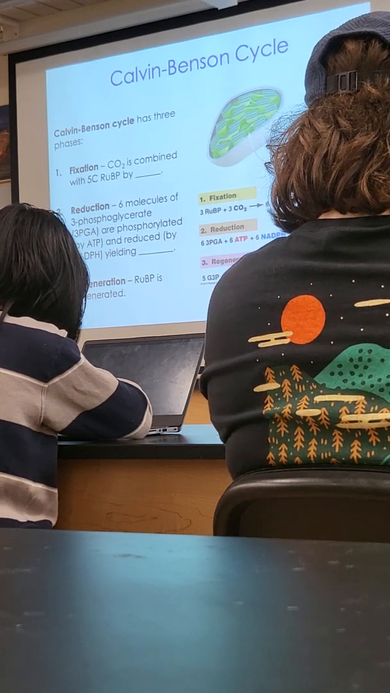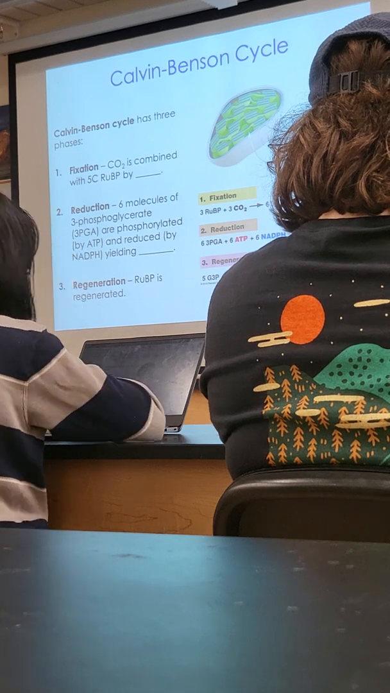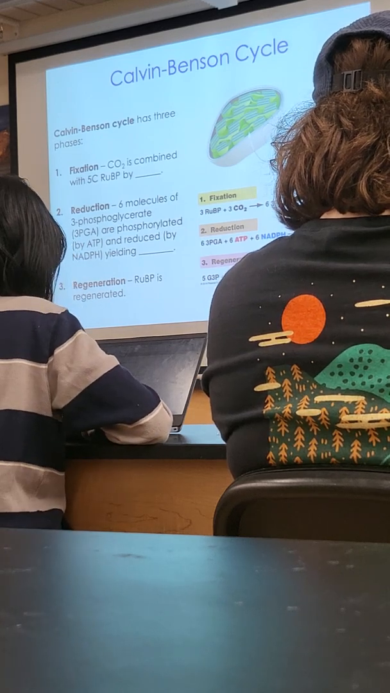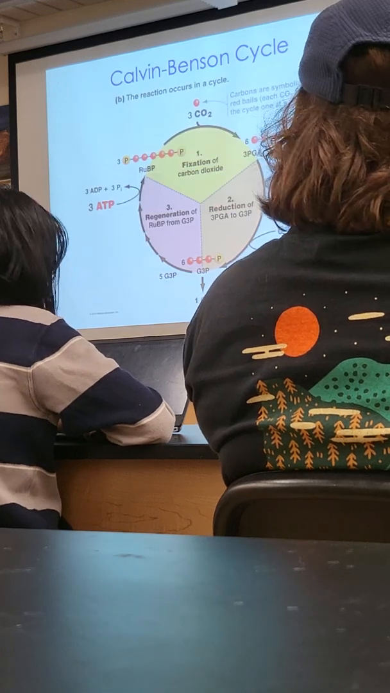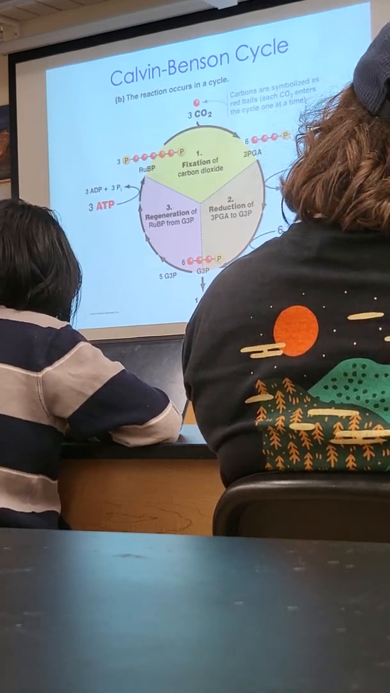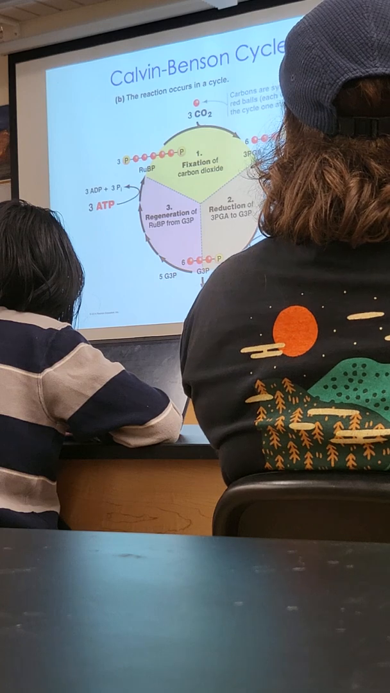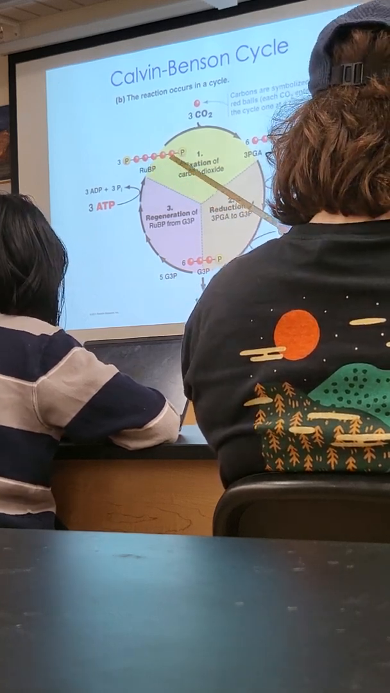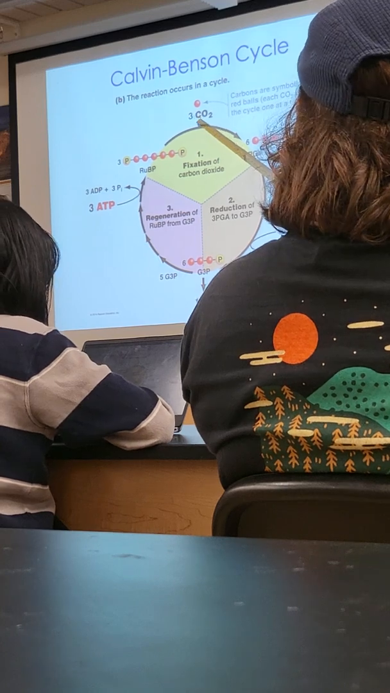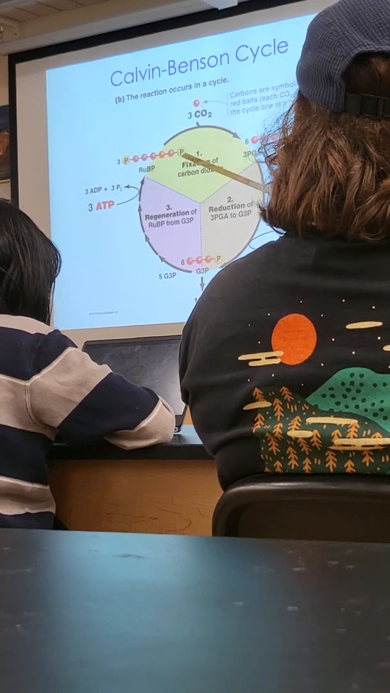As you can see, we're going to make a 6 carbon compound when we do that. And that is going to be very unstable. So let me just show you the cycle briefly. For fixation, these red balls are carbons. So we have 5 of these combined with a single carbon here. That's going to give us 6.